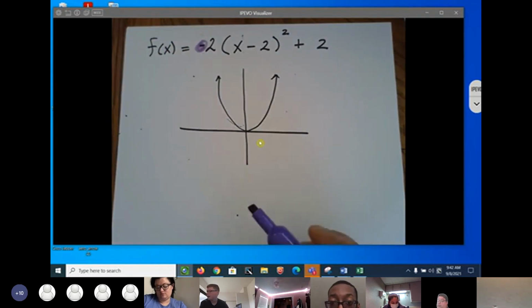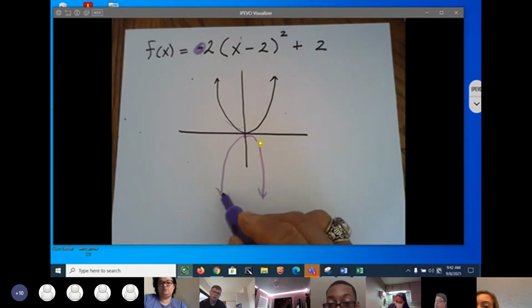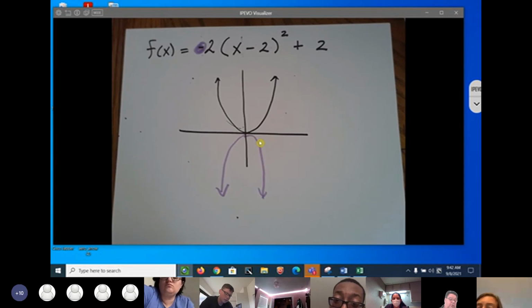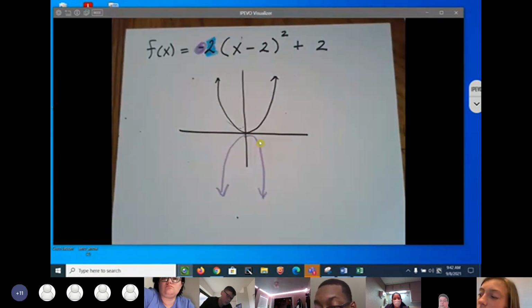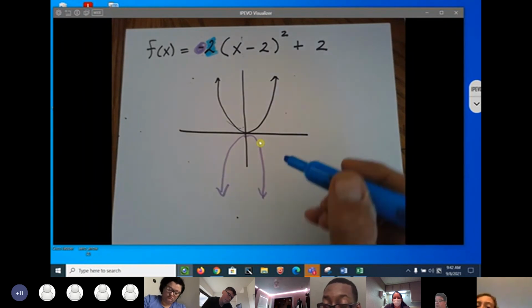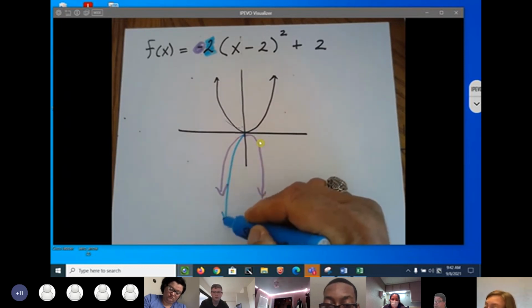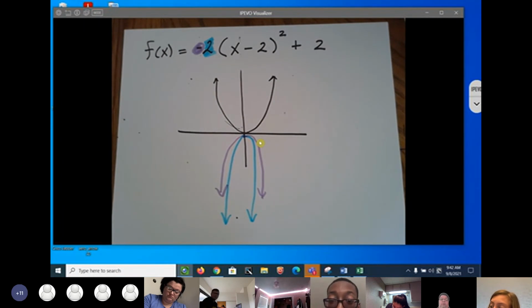Well, negative means what? It's going the opposite what? Going the opposite direction. That's what the negative tells us. What does the A equal to 2 tell us? That's blue. What does A equal to 2? Is that greater than 1 or less than 1? Greater than. So that means it's going to be compressed along the x-axis and stretched along the y-axis. So it's going to be more narrow or skinnier than the regular parabola.